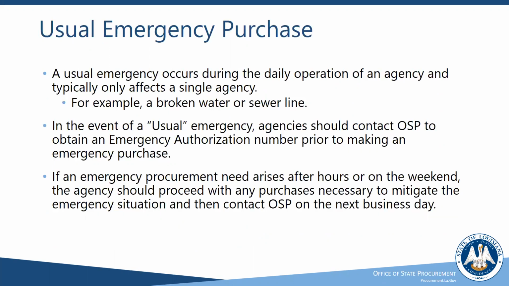So looking at first a usual emergency. A usual emergency occurs during daily operation of an agency and typically only affects that one agency. For example, a broken water or sewer line. Obviously, this is a big problem, but it's not impacting even a region of the state or even an entire block. You had a pipe burst, and it is now getting all your files wet. That's a problem. In the event of a usual emergency, the agency should contact OSP to obtain an emergency authorization number prior to making an emergency purchase.